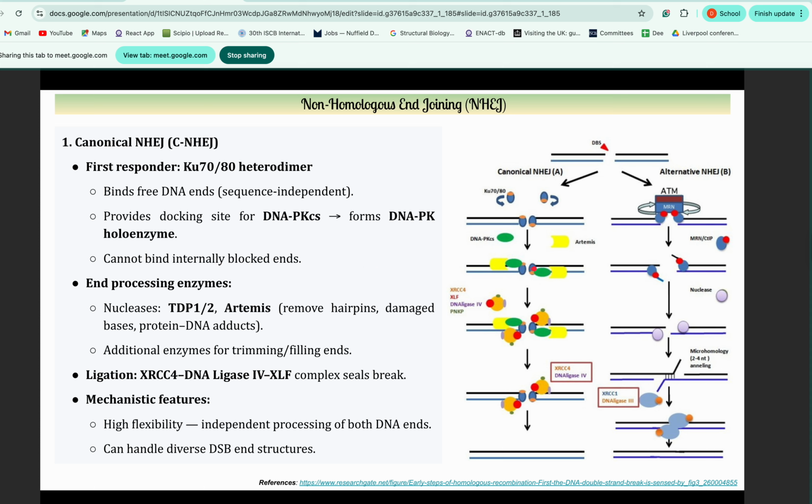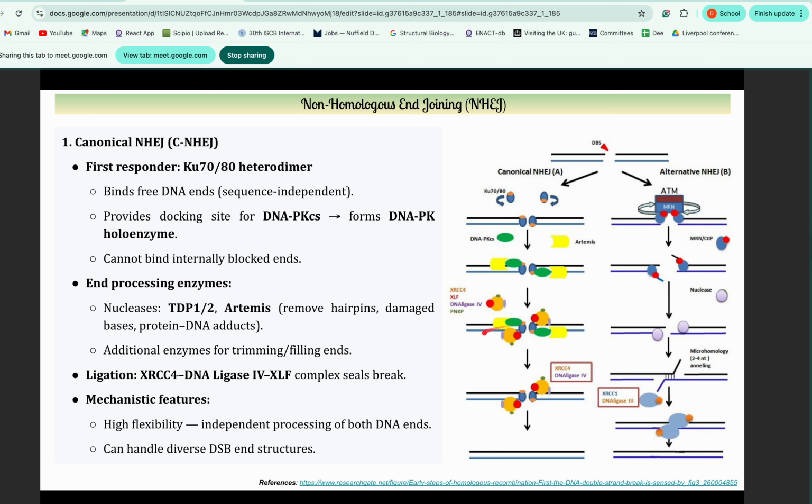So as soon as Ku70/80 binds, they will call DNA-PKs. They will phosphorylate these sites so that other enzymes can get the signal that this is where the DNA repair needs to be done. Now end processing enzymes such as nucleases, which are responsible for the degradation so that single strand can be generated, will come. In this case, the nucleases which are used are TDP1/2 or Artemis, which remove the hairpins, damaged bases and protein DNA adducts. And additional enzymes for trimming and filling ends are also used.